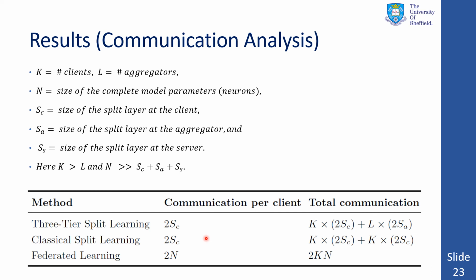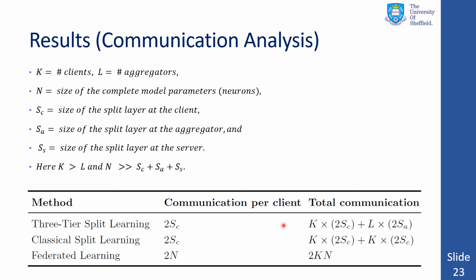However, both the split learning approaches are much superior to the federated learning approach in terms of communication because they only share the output of the split layer. In the federated learning approach, the whole model is shared, which means more communication. In terms of total communication, our three-tier split learning is superior to the classical split learning approach because we use the notion of averaging and aggregating.